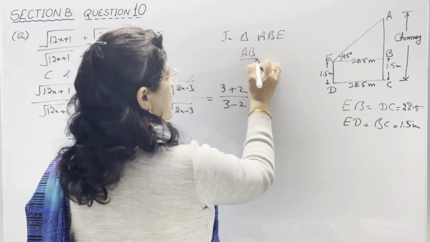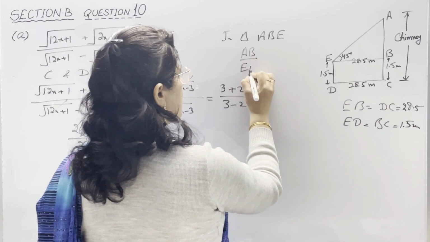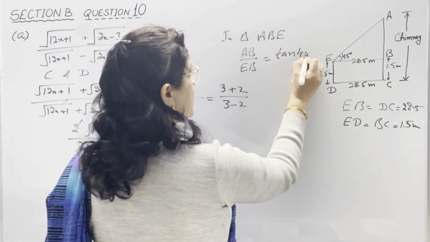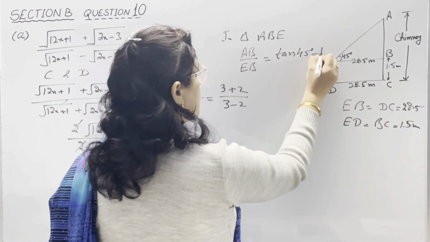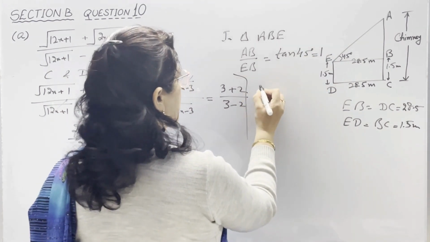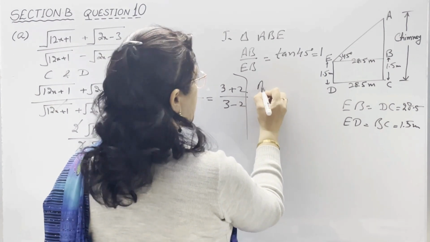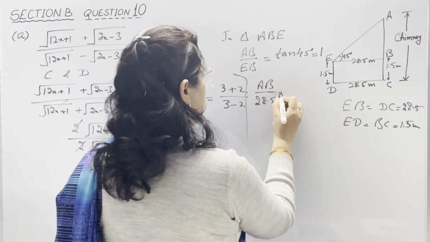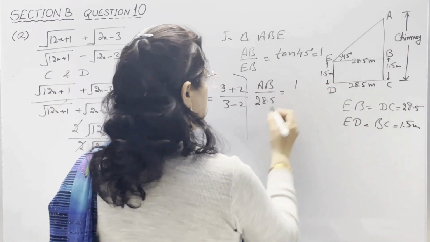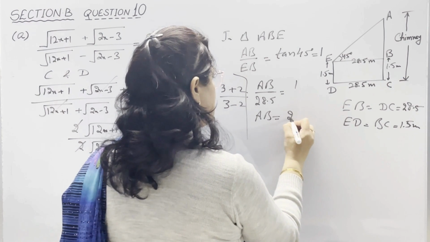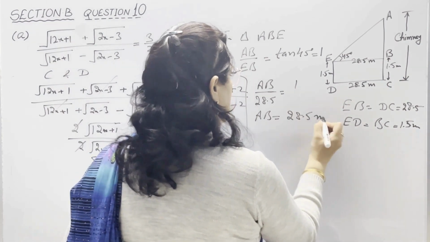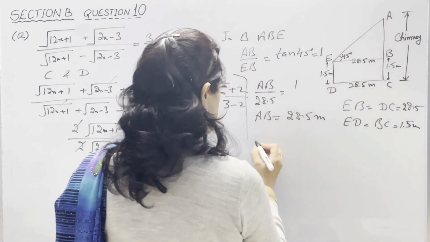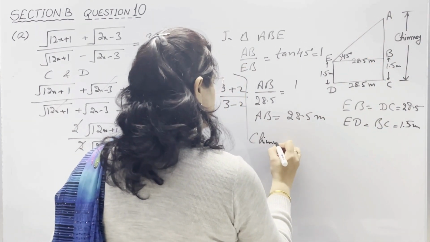So AB upon base EB is equal to P upon B, which is tan 45, and the value of tan 45 is equal to 1. So AB upon EB, the value is 28.5, equal to tan 45, it means 1. So the value of AB is also 28.5 meter. But we need to find the height of the total chimney.